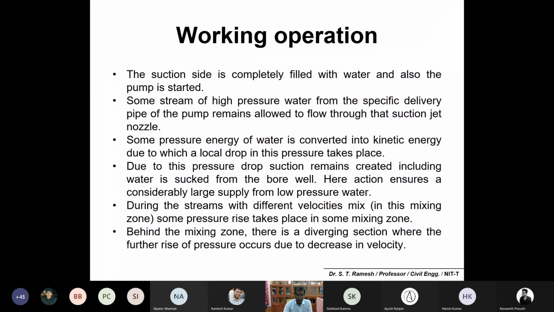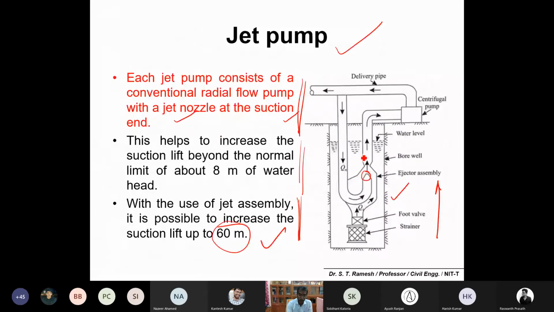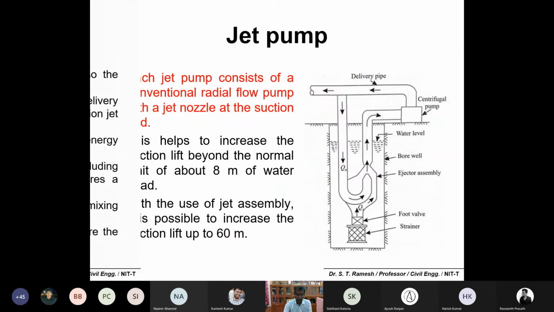So this is very simple. The working condition is that the suction side is completely filled with water, and then you can start the pump. Some stream of high pressure water from the specific delivery pipe of the pump is allowed to flow to the suction jet nozzle. So what you do is fill the suction with water, then start the pump, and you get a delivery. You allow a portion of this delivered water to go back to the well through the nozzle. That's what is being mentioned.